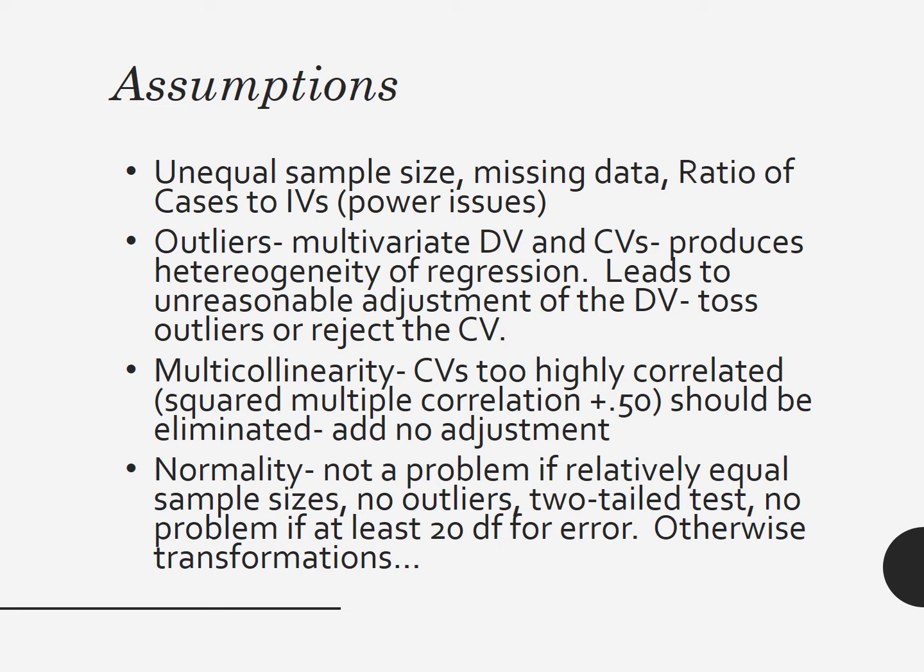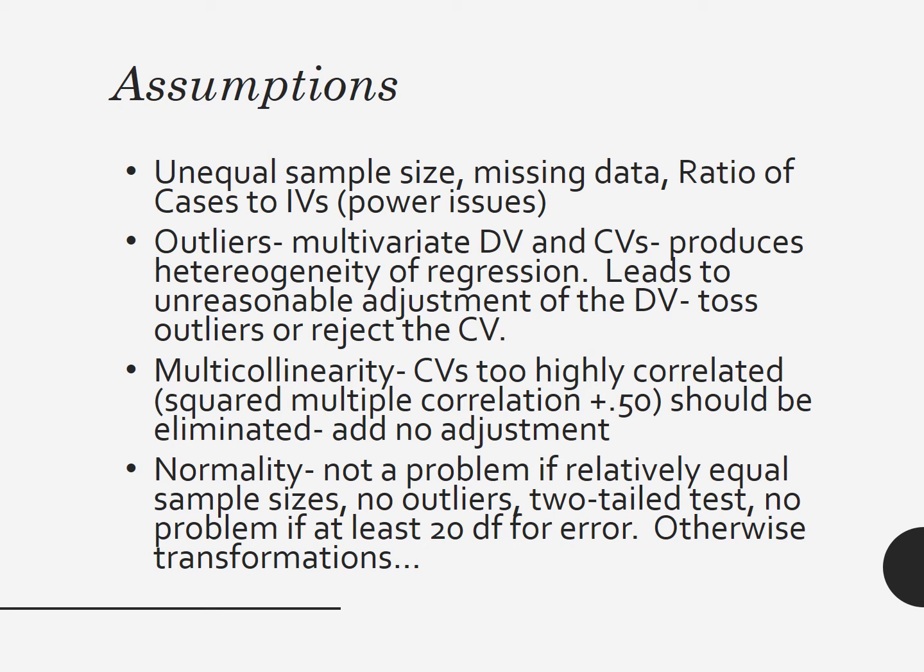Okay, walking through the assumptions, same as before. Unequal sample size and missing data matter. For this, you look a little bit at the ratio of cases to the independent variables, meaning that you have enough cases for each independent variable. Particularly, covariates are going to pull more on the data, so you want to make sure you have a good number of cases in each of your cells.